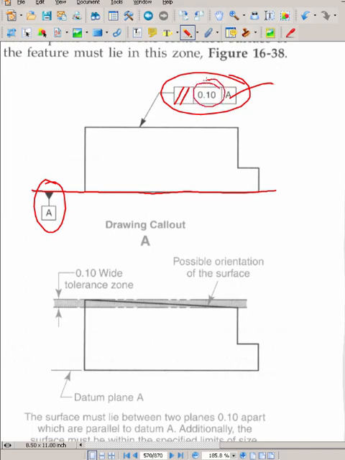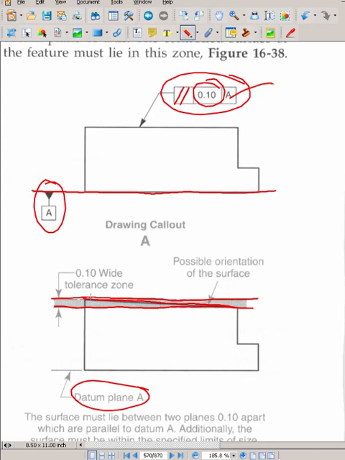So we check it. There's our datum plane. We have the zone 0.1 wide of what it's supposed to be. And then we check and see if our surface falls within it. Of course, in this little picture, it does. So it would pass. This can be based off anything.